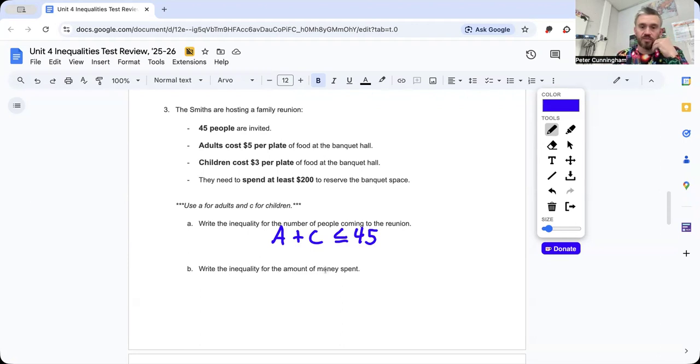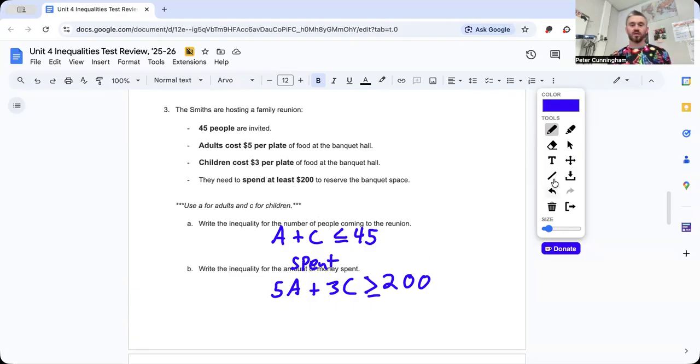Write the inequality for the amount of money spent. All right, so $5 per adult plus $3 per child. We need to spend at least, which means we're going to spend greater than or equal to $200. So we need the money spent to be greater than or equal to 200.